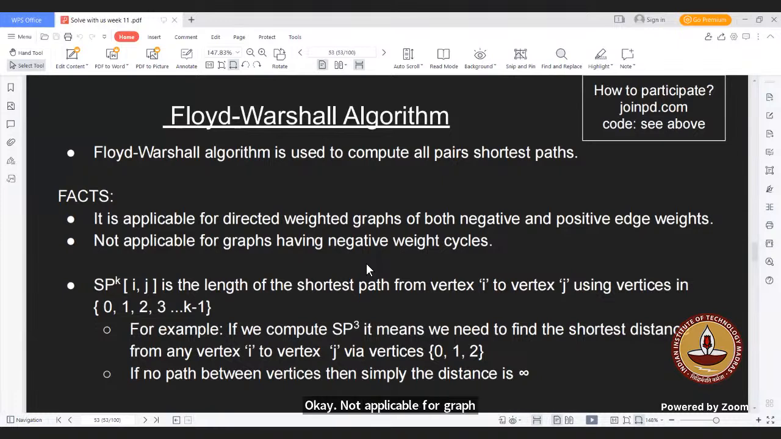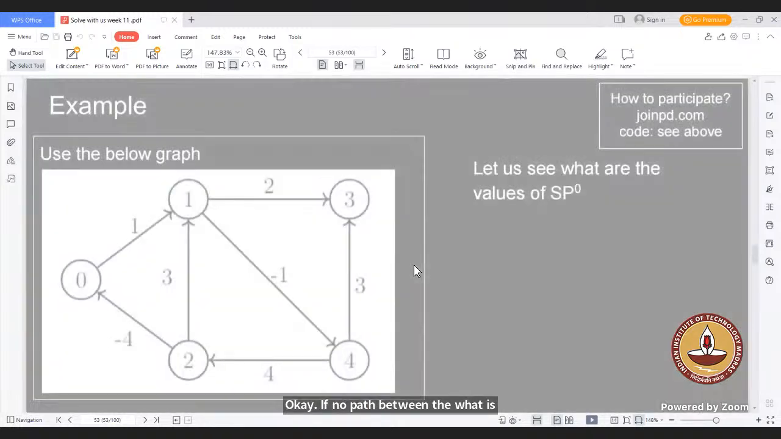SP k of i comma j is the length of the shortest path from vertex i to j using the vertices 0 to k minus 1. So we'll see what it is. For example, if we compute SP3, it means we need to find the shortest distance from any vertex i to j via only 0, 1 and 2. It must travel via 0, 1 and 2 only. If there is no path between the vertices, then simply write it as infinity. So we'll see what it is.